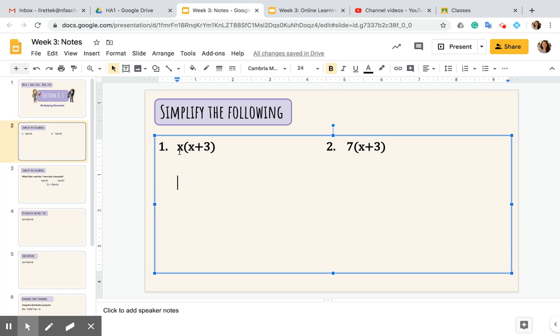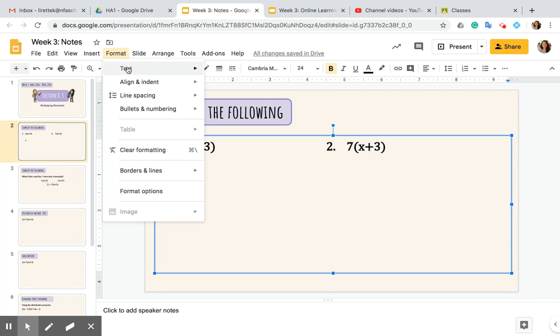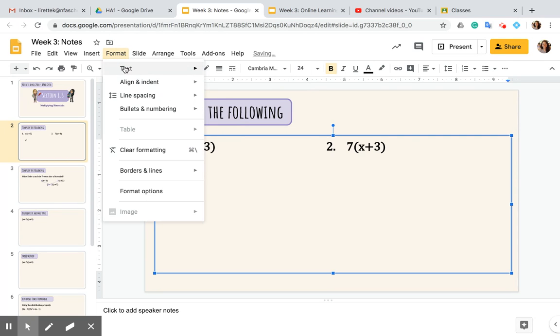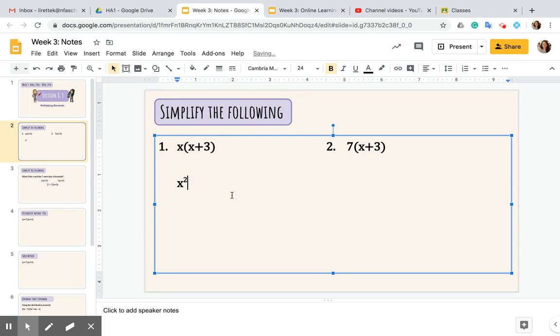So for number 1, you're going to take the outside term and multiply it to each of the inside terms. Notice that for this first product, you're going to need to use properties of exponents, which says that if you multiply 2 things together and the base is the same, you simply add the exponents. Each of these has an exponent of 1, so I'm going to have to insert an exponent of 2. So it's a bit of a review on how to insert an exponent. You'll click Format, Text, Superscript, type your exponent, go back to Format, Text, Superscript, and it turns the exponent off. And then I can just keep going.